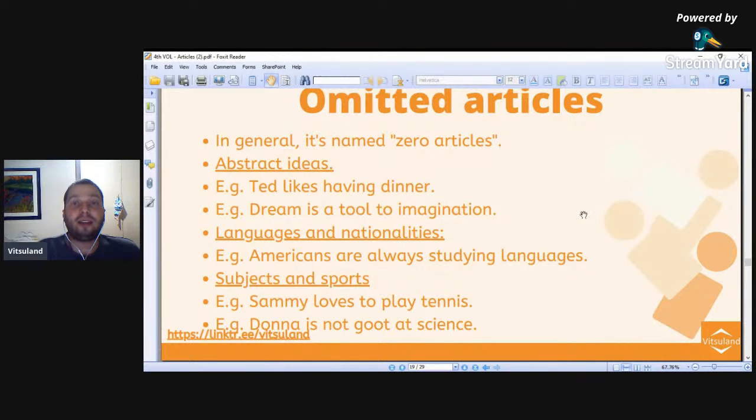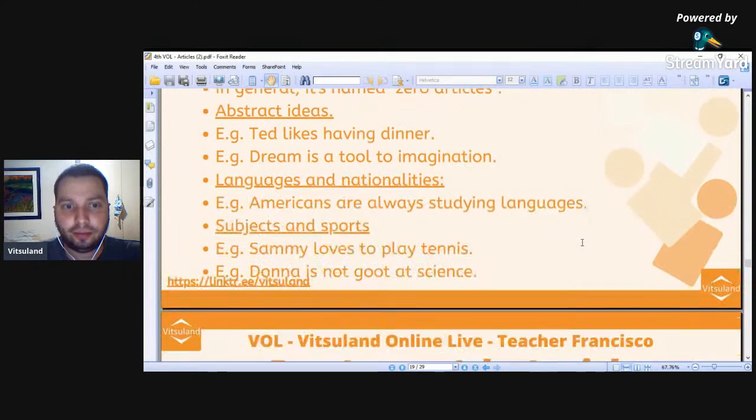Donna is not good at science. We don't say Donna is not good at the science. No, Donna is not good at science. So this is the main idea, the main purpose of these omitted articles.